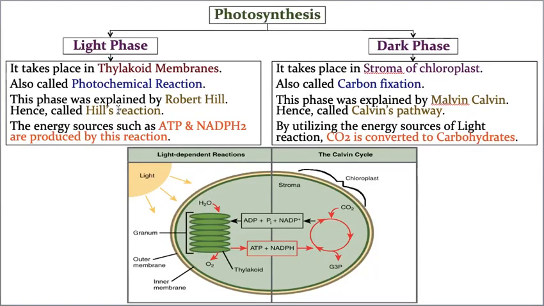Students, are you noticing? Till now I used three words. One, light reaction. Second, it is also called a photochemical reaction. And the third, it is also called Hill's reaction. Till now I gave three names. Now I am giving a fourth name also, because this light reaction needs light energy. That's why it is also called a light dependent reaction.